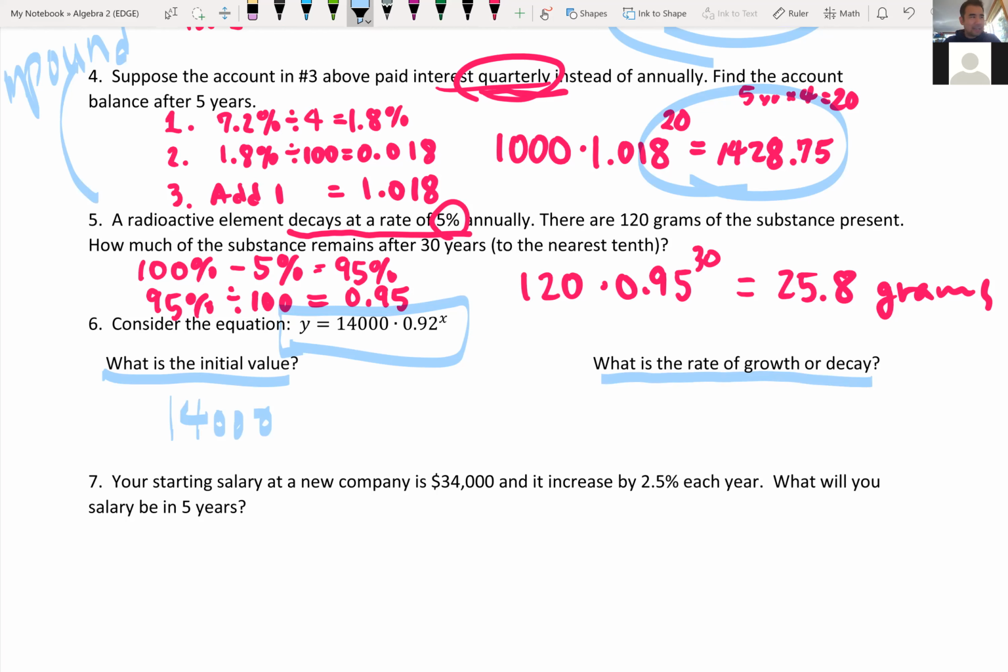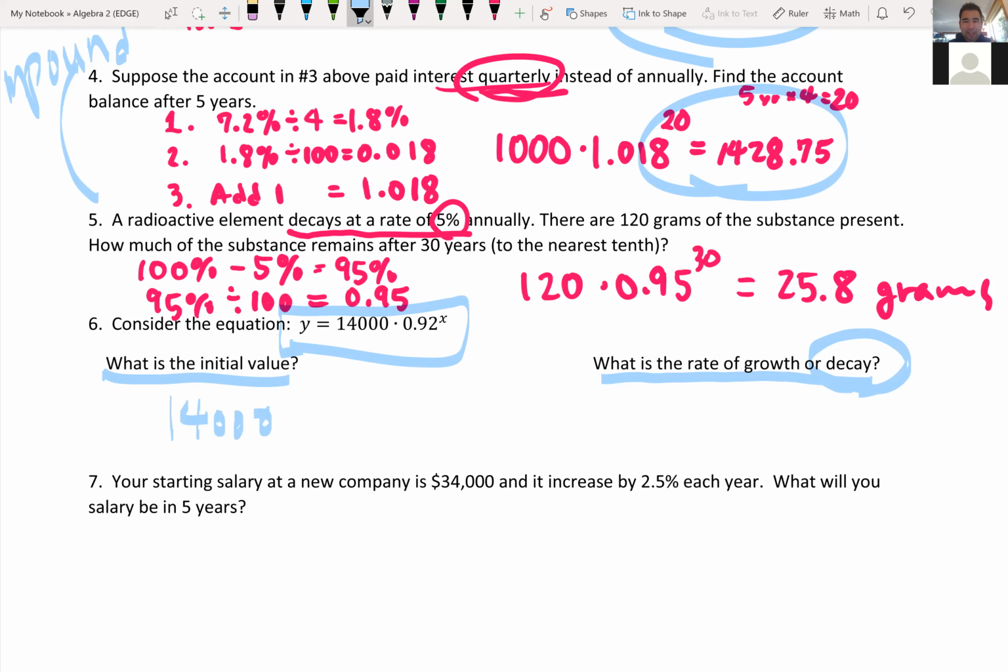This is a decay problem, isn't it? Now, how do we tell that? Because there is no 1 in front of it. It's 0.92. It's 92% retention, okay? You don't get to keep 100%. You only have 92%. So this is a decay problem because there is no 1 in front of it.